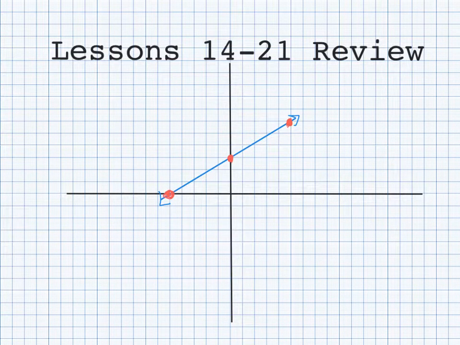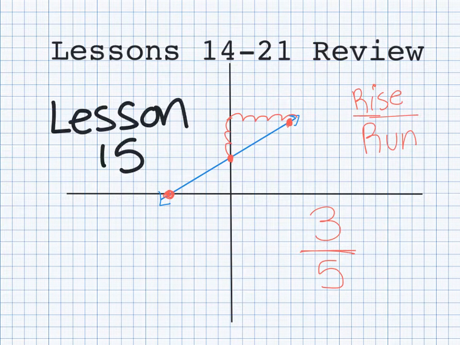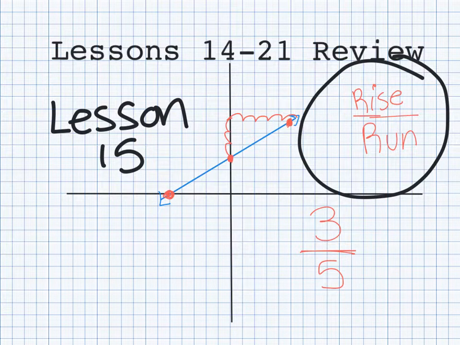My slope is my rise over my run. So in this case, my rise is 1, 2, 3. Over my run is 1, 2, 3, 4, 5. And that's all you need to do. So for lesson 15, we were only looking at rise over run. Let's look at lesson 16.